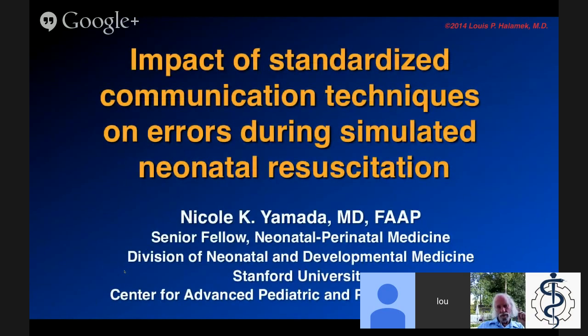Nicole Yamada, our senior fellow at CAPE, and she's going to talk about her research during her fellowship year, and then we'll wrap up with a summary. Okay, thank you, Lou. So this is just going to be a bit about my research project that I've conducted during fellowship. This is a question and a project that I came up with on my own, and with Lou's help developed the study that we ran at CAPE. It was looking at the impact of standardized communication techniques on errors that the team would commit during a simulated neonatal resuscitation.